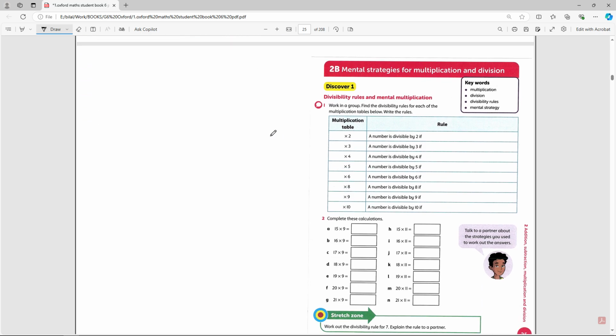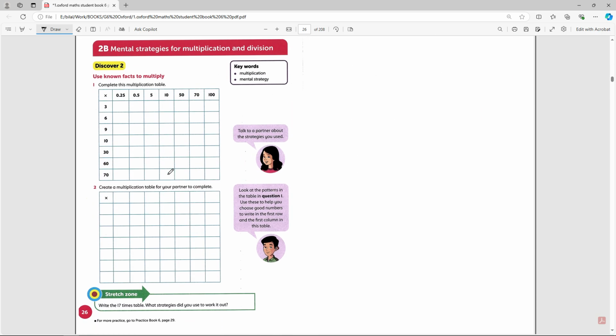Divisibility, remember what we did: if it's divisible by 2, it should be ending with last digits 0, 2, 4, 6, 8. And then if it's 3, the sum of the digits should be divisible by 3. If it's 4, we did that the last 2 digits should be divisible by 4, and then by 5, by 6, by 7. 7 we skipped it. 8, 9, and 10. Remember, here you just have to calculate how many is the multiplication, and 2b is the last one. Here, the mental.